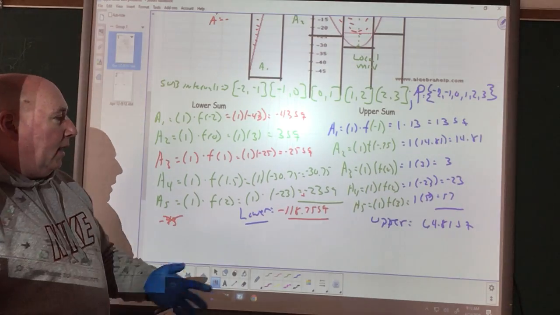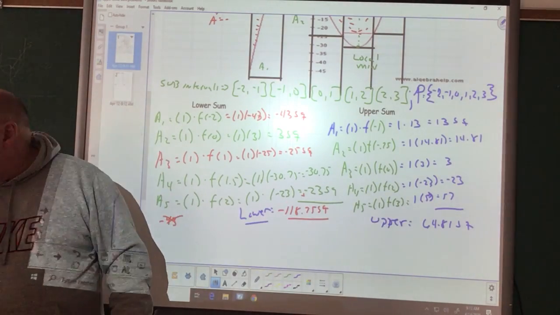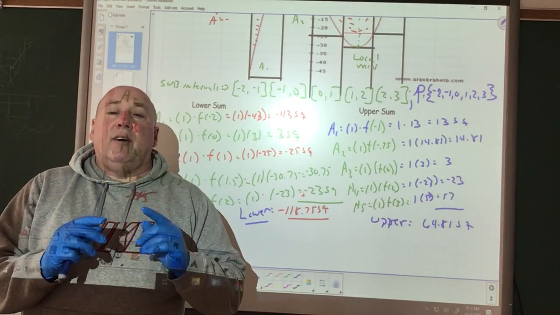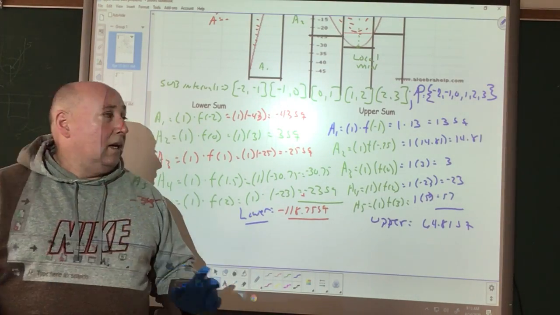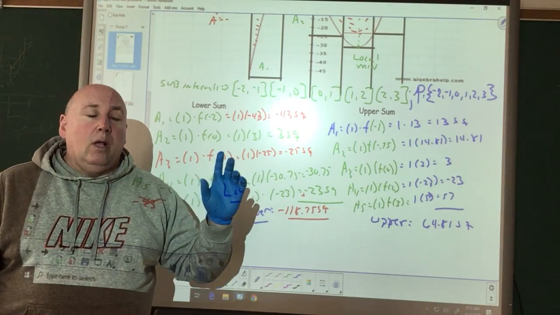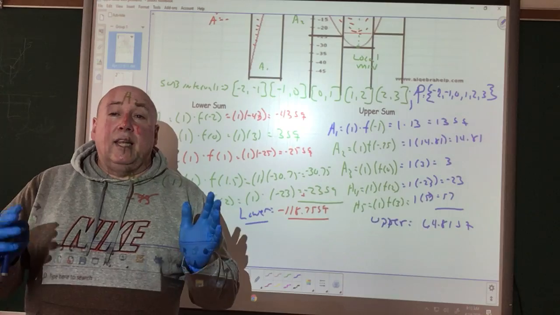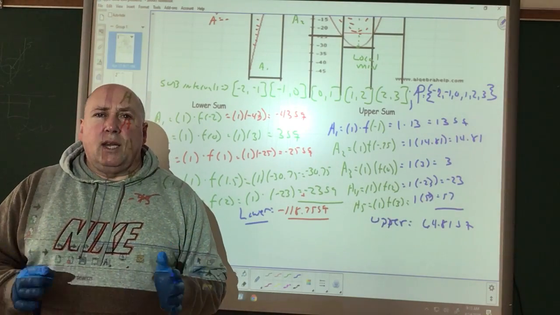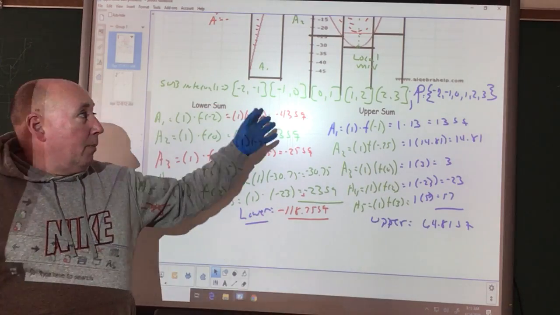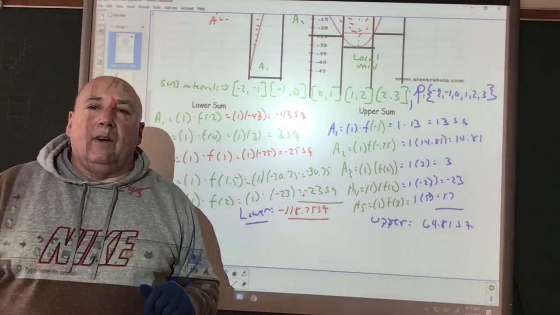Now this is quite a spread of data values. Once again, I can shrink down that spread of data values by decreasing my delta x. If I did delta x of 1/2 or 1/4, these values would come once again closer and closer and closer together. So this here is the upper and lower sums when I have a polynomial function.